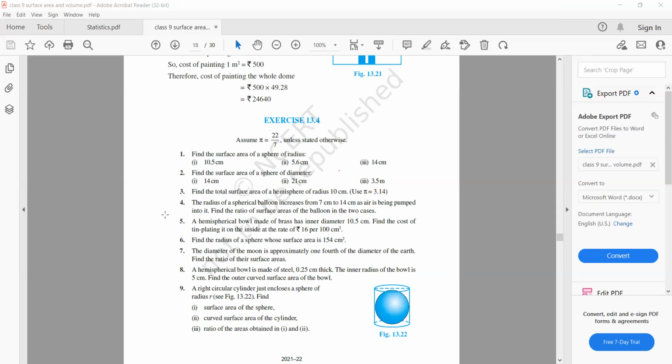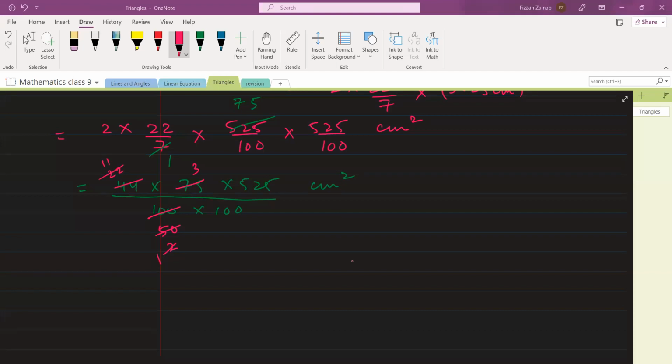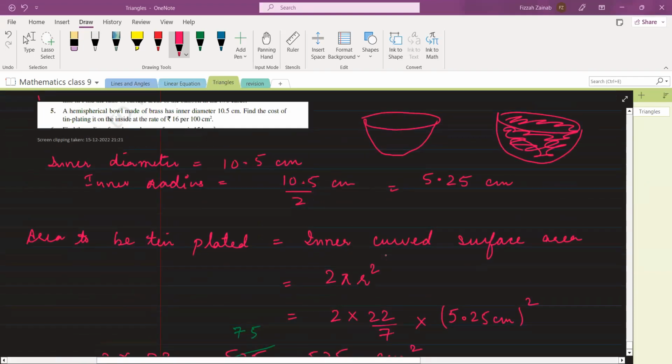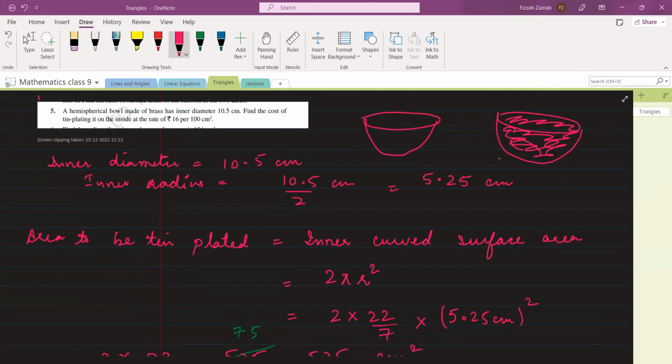You can't see my screen? Okay, let me share again. Oh, I have solved the whole question, Jaslyn. Now is it visible? Okay, now please see again.